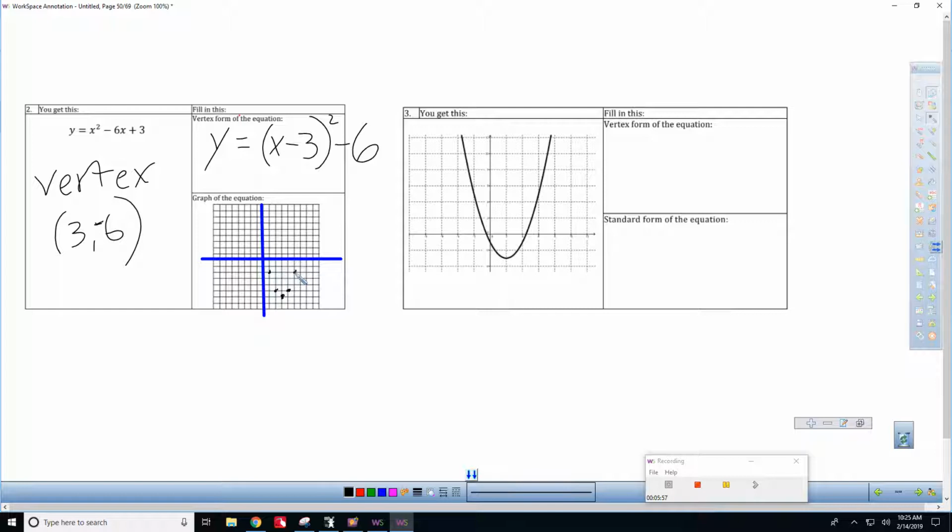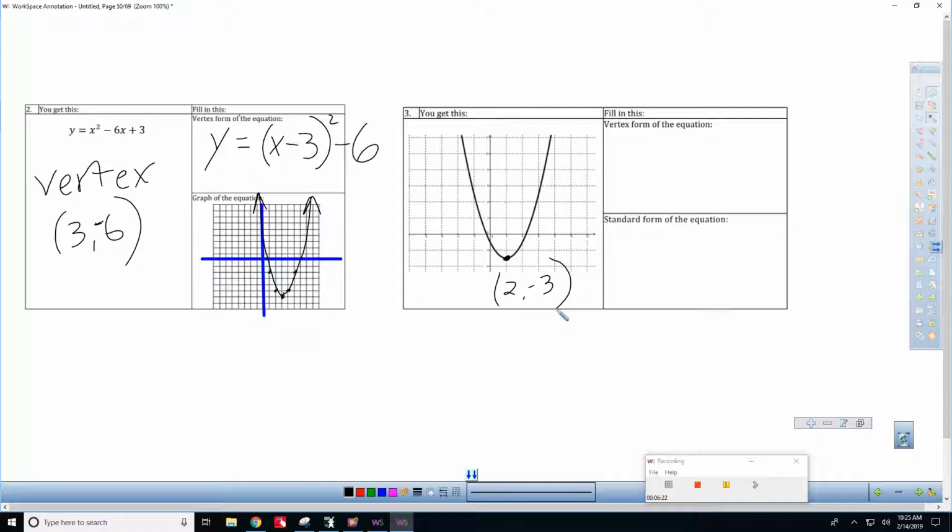Those are my 5 points that I need to graph my parabola. Okay? Got it? That's all they asked for. Alright, this one has a vertex of 2, comma, now notice, these are going up by 2. So it's 2, comma, negative 3 is the vertex. Alright, so what's the vertex form?